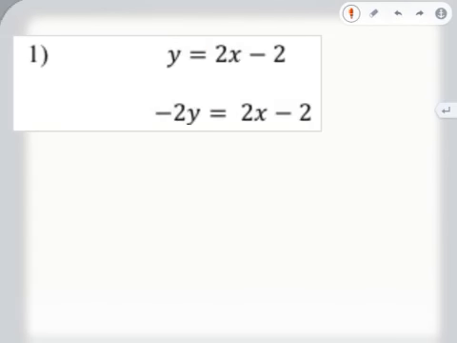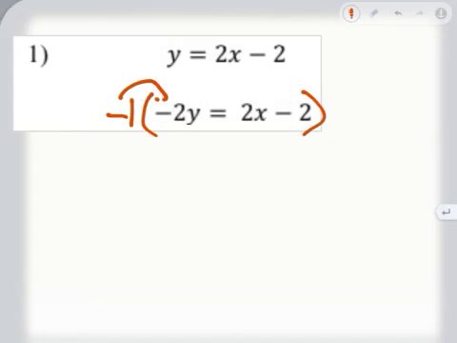And so what I'm going to do is take this second equation and multiply it times a negative 1, because that's going to switch the signs of everything in that equation, and then they'll all have opposite variables. So you'll see what I'm talking about.